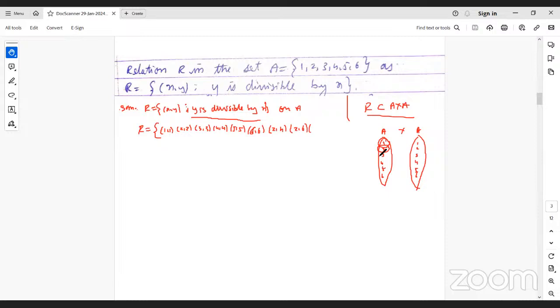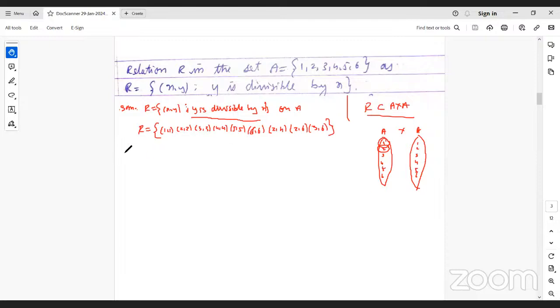So after 2, next we have 3. So 3 divides only 6. So 6 is divisible by 3. Now see, 4 is divisible by 4, we have already taken. 4 does not divide 5. 4 does not divide 6. So these ordered pairs will be the part of the given relation.